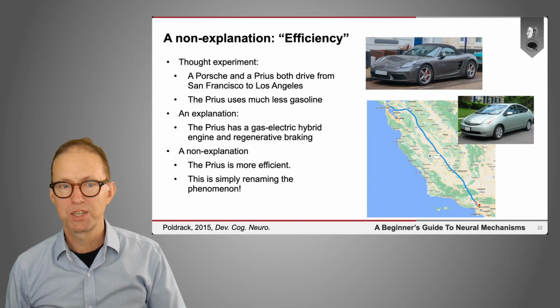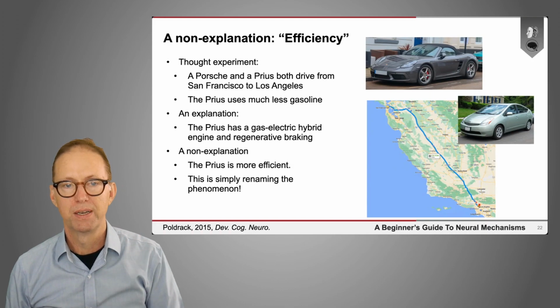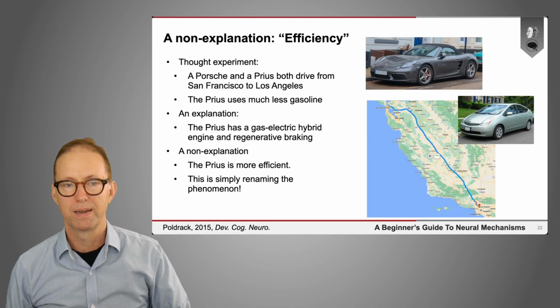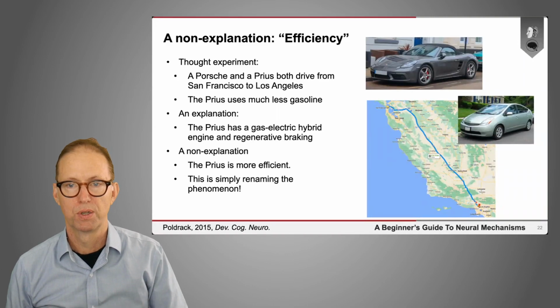Now, we can give an explanation for why that is. It has to do with the nature of the engine, the hybrid engine in the Prius. It has regenerative braking, so it can feed some power from the brakes back into the power system. And so we can come up with a physical explanation of that difference.